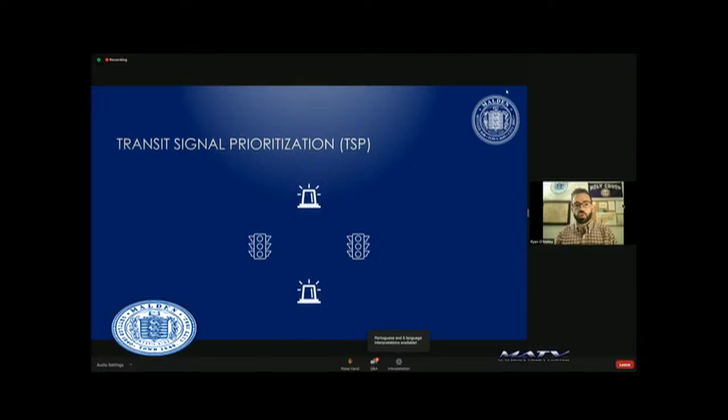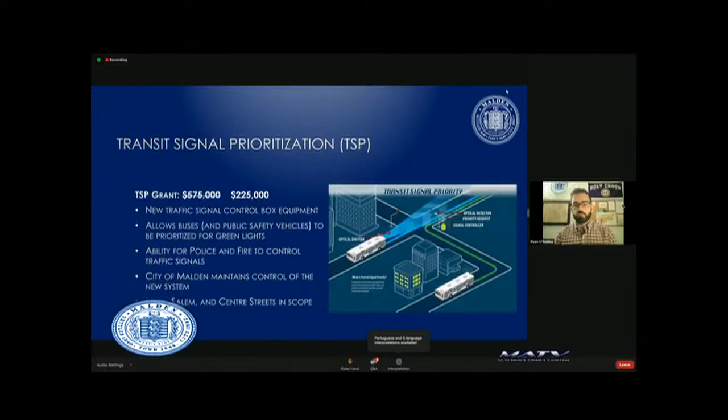So transit signal prioritization, really quick. The $225,000 for Main and Center Streets will get us new brains for our traffic control signal boxes, which will communicate with buses as well as public safety vehicles, like I said earlier: fire, police, and ambulances. It would allow police and fire to control those lights to help them get through the community in a quicker manner. We have heard from some members of the force that getting through Center Street during peak hours like rush hour is very difficult, so having this express lane would be very helpful. The city of Malden would maintain control of this system, and Main and Center Streets are now in scope. Salem Street is no longer in scope.